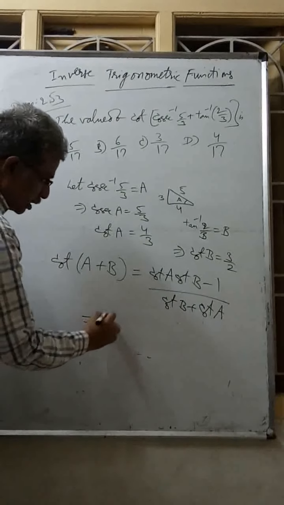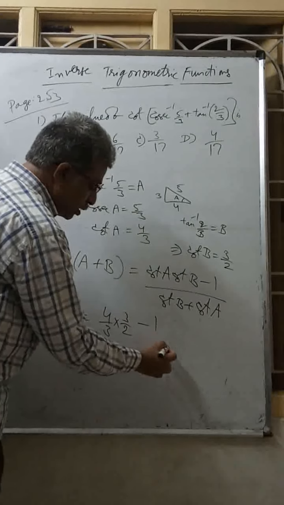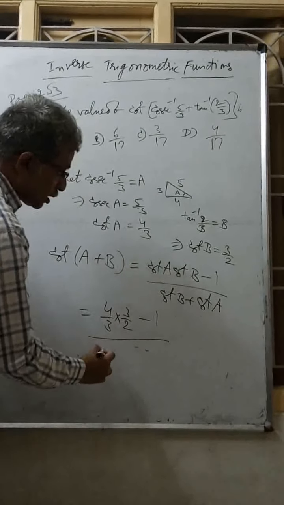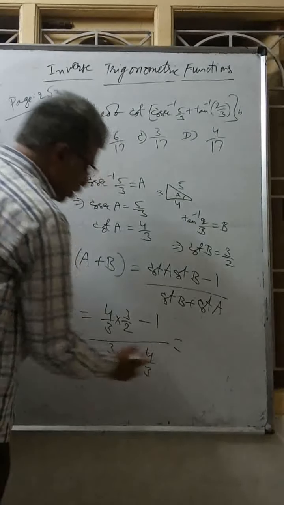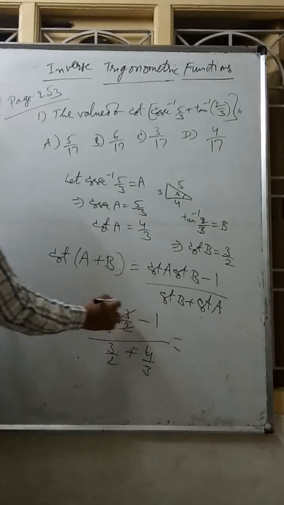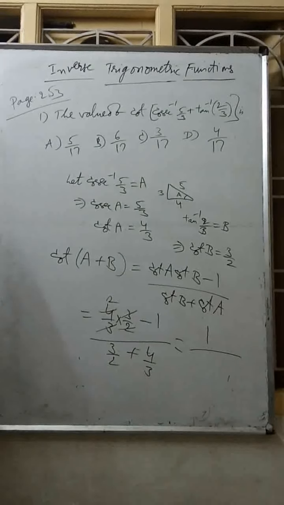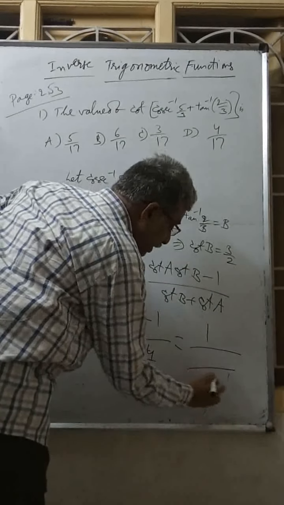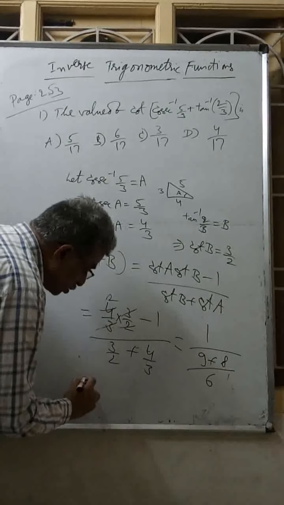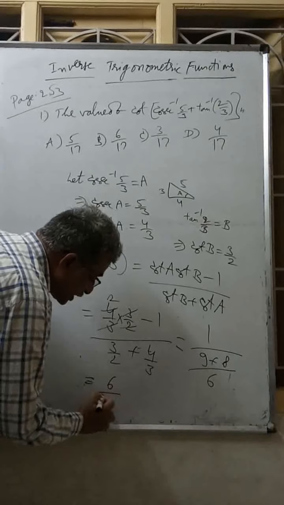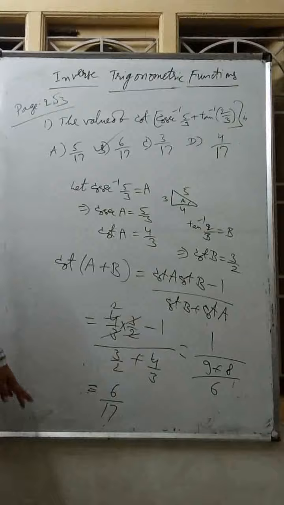So cot A cot B is 4 by 3 into 3 by 2, minus 1, by cot B 3 by 2 plus cot A 4 by 3. So this 3 gets cancelled, 2 minus 1 left out is 1 in the numerator, and for the denominator I can take 6 as LCM. So 3 3s are 9 plus 4 2s are 8, so 9 plus 8 is 17. So it becomes 6 by 17. So our option is B, 6 by 17.